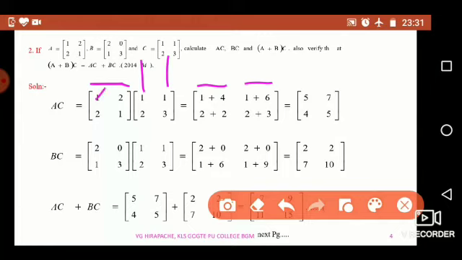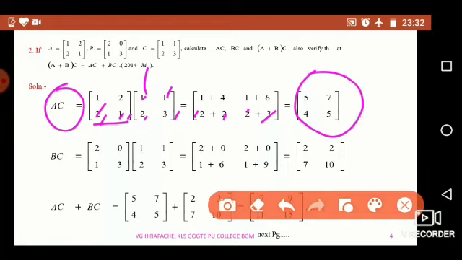Therefore here we can write 1 ones are 1, 2 twos are 4. Therefore 1 plus 4. 1 one is 1 and 2 threes are 6. That will give 1 plus 6. Similarly, we can multiply the second row with the first column. Therefore we get 2 ones are 2 and 1 two is 2. That gives 2 plus 2, 4. And then again 2 ones are 2 and 1 three is 3. That gives 5. Therefore the AC matrix is a matrix containing the elements 5, 7, 4, 5.